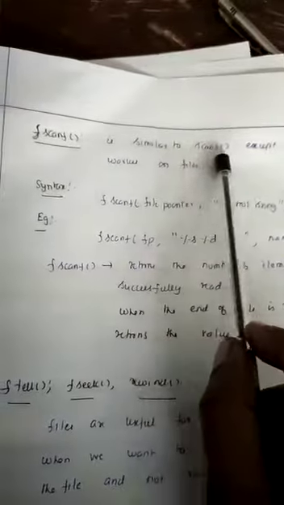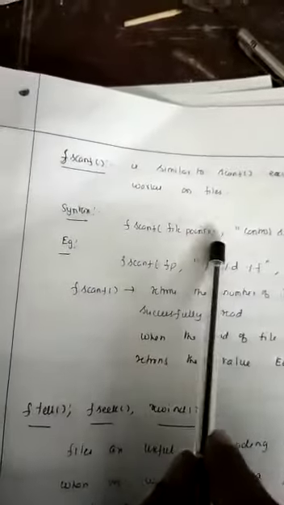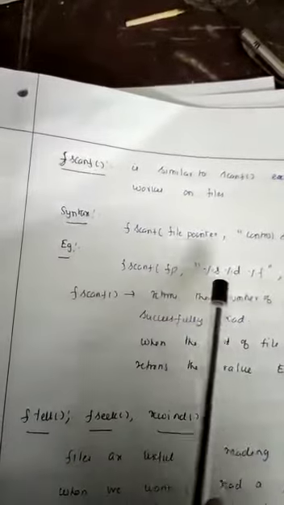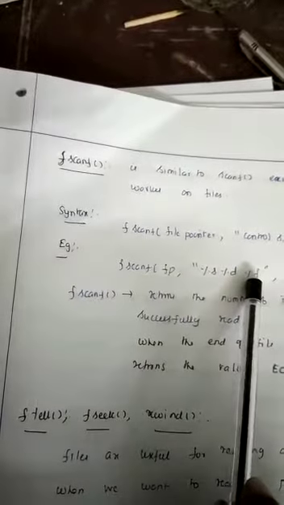Another function is fscanf. This is the same as scanf, except fscanf works on files. fscanf takes three parameters: file pointer, control string, and arguments. fscanf(fp, control string, and the names of the three variables we are passing here).